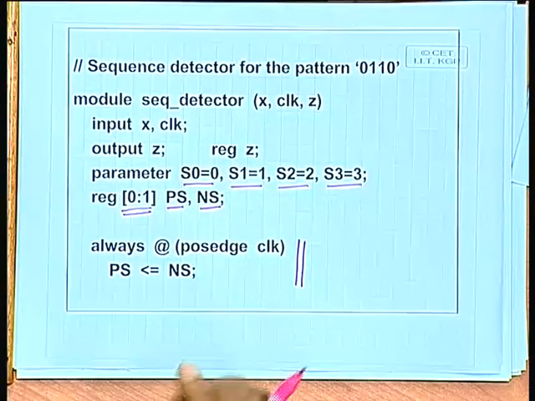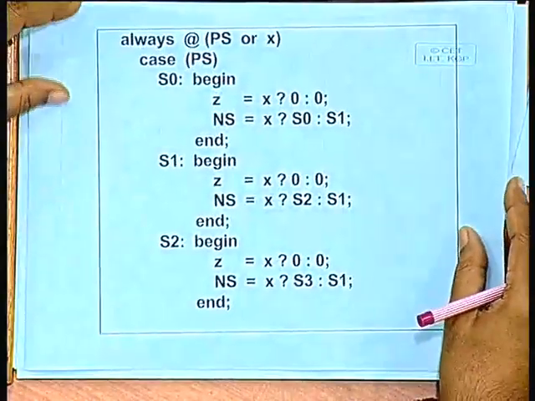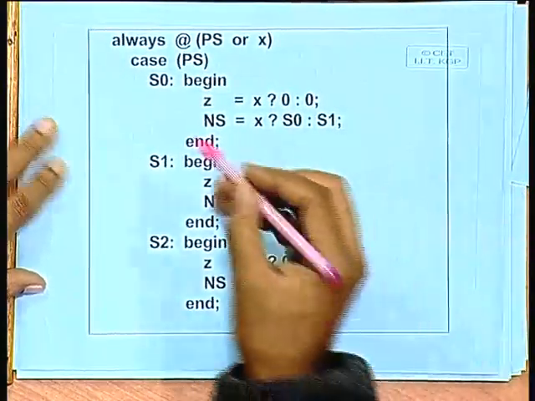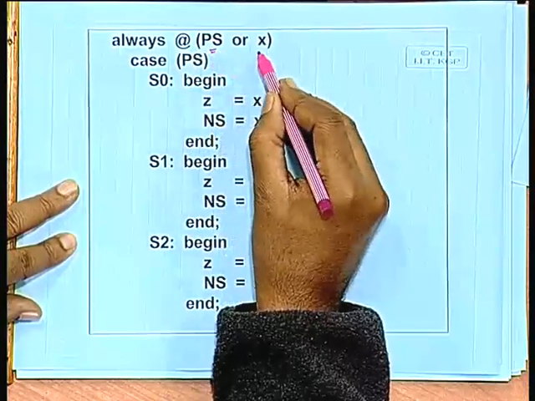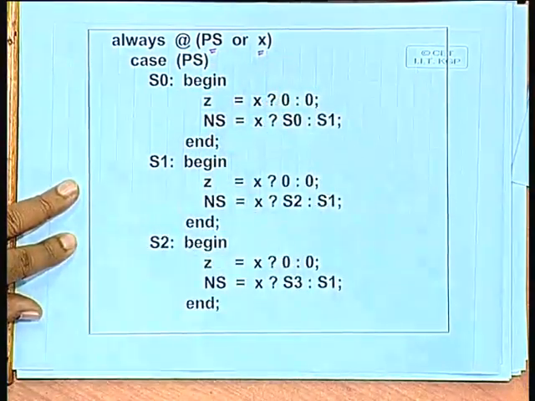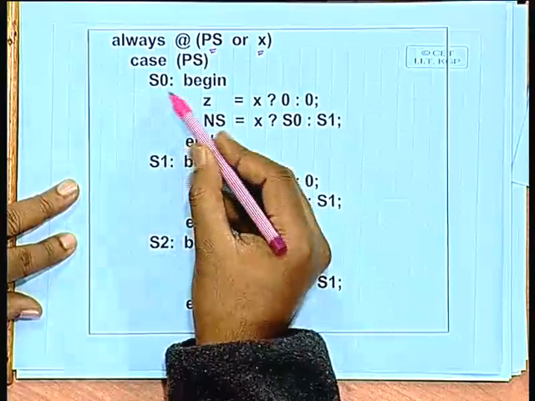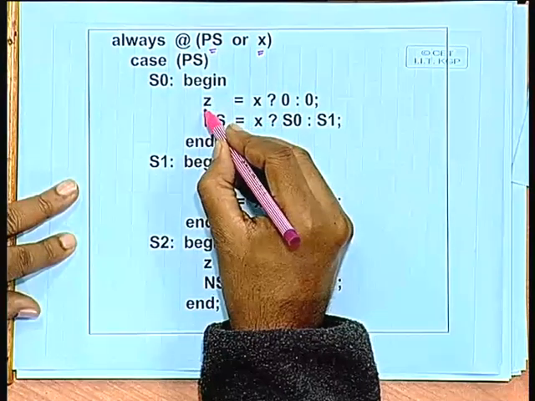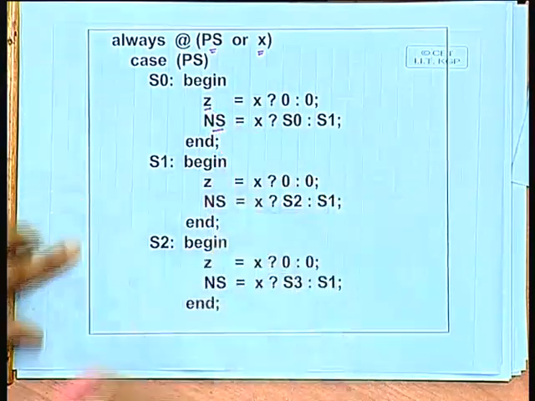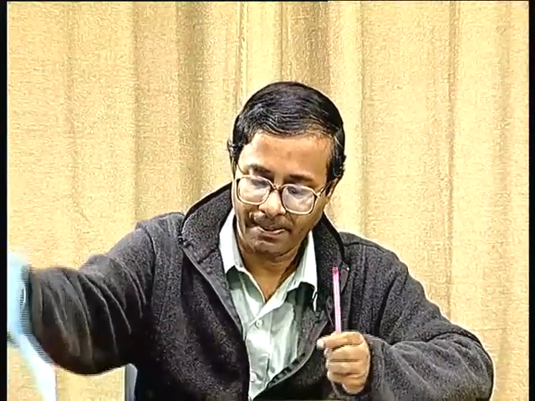There is another always block where we are triggering by any change of the state or any change of the primary input. Depending on which state we are in, we are computing the output, we are computing the next state. Let us try to understand what we are doing.